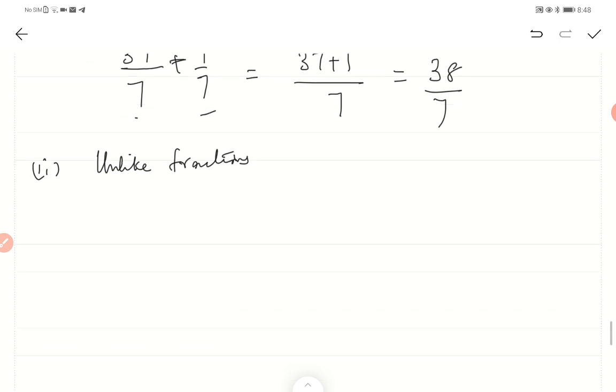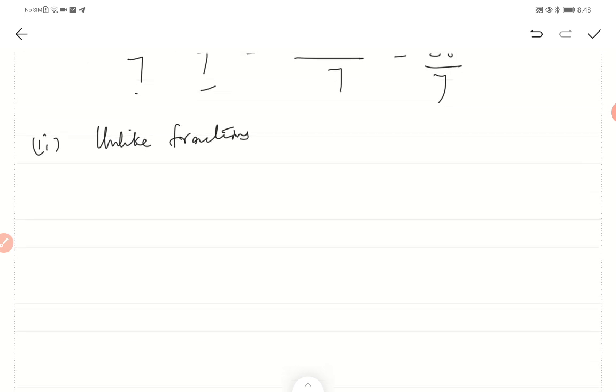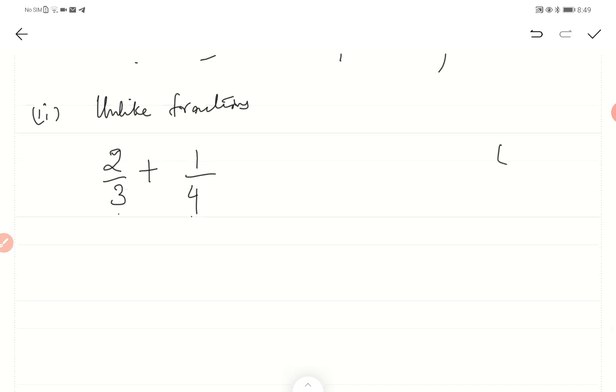So I have one like this: 2 by 3. We need to add 2 by 3 plus 1 by 4. How to do this? You will take the LCM of these two, 3 and 4. What is the LCM of 3 and 4? So you will keep 3 as it is. 2 2s are 4. 3 2 1 is 2. So your LCM will be 3 2s are 6, 6 2s are 12.